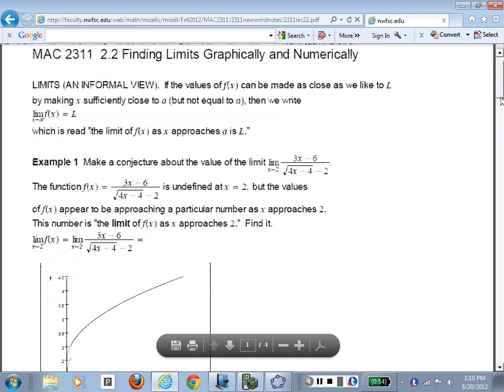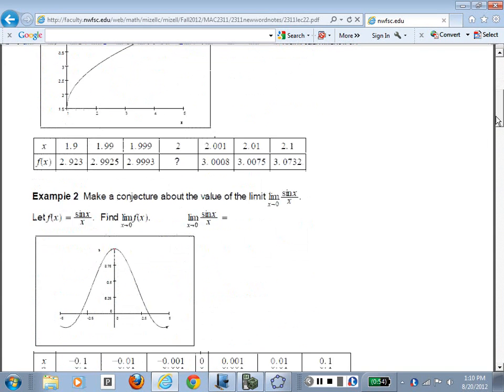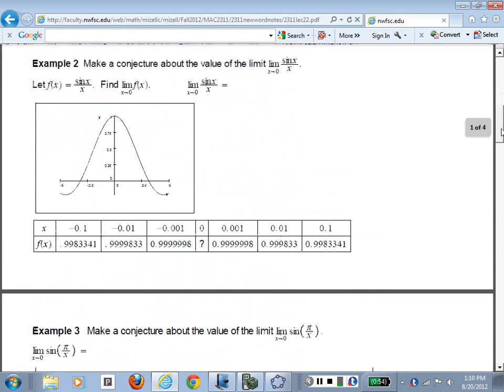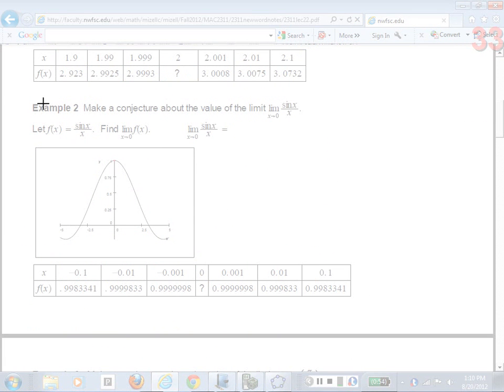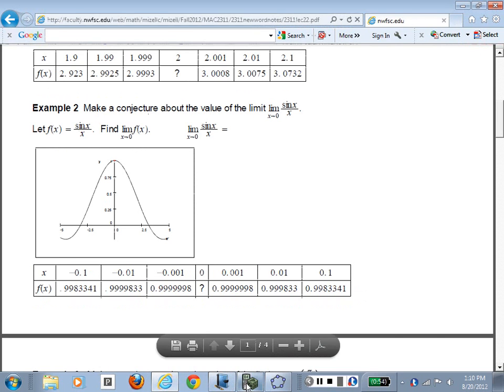Again, I don't care for my graph because I didn't include the origin or the x-axis or the y-axis. That looks kind of rough there, but I think the GeoGebra graph works pretty well. Let's consider this function. Maybe make a conjecture about the value of the limit of sine x over x as x approaches 0.